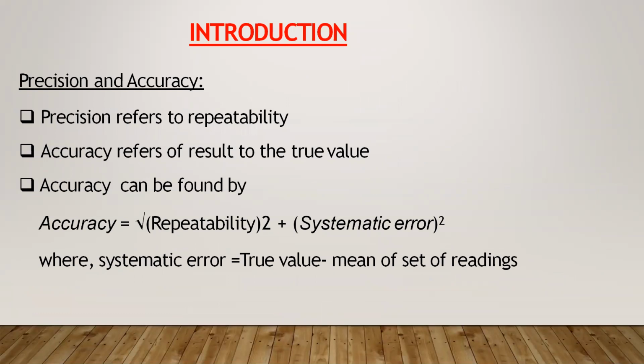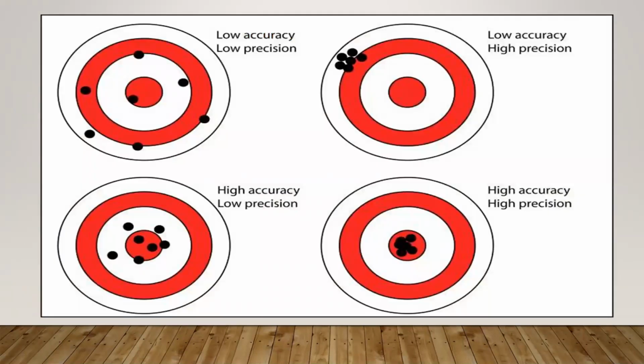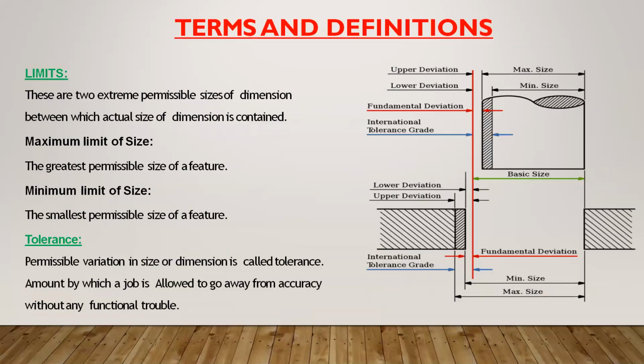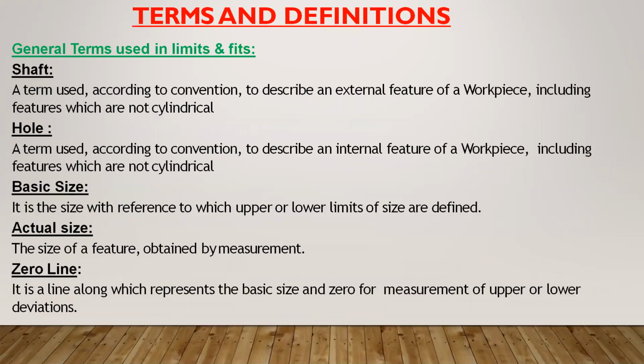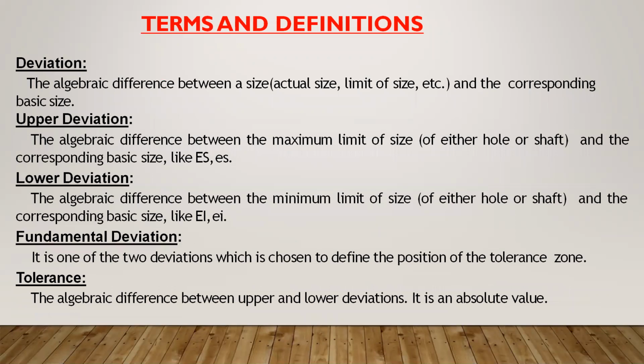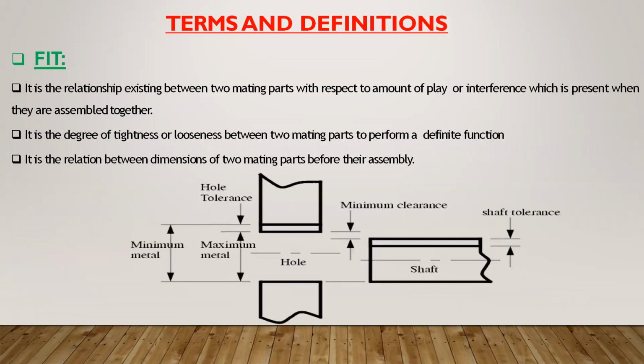Next, we have seen some of the short answers, that is precision and accuracy, and we have seen a pictorial representation of this accuracy and precision, and we have seen some of the terms and definitions of the limits and fits. That includes the deviations of the limits and fits. Today, we are going to see about the fits.